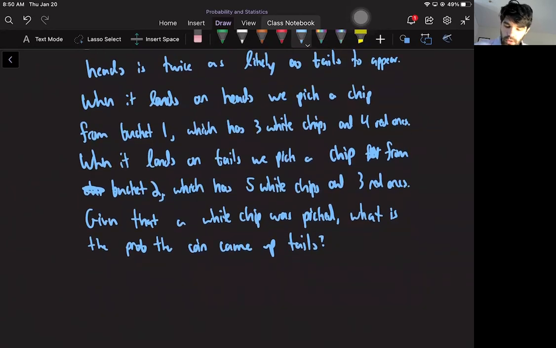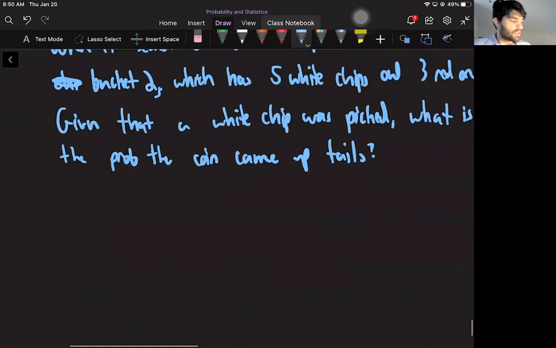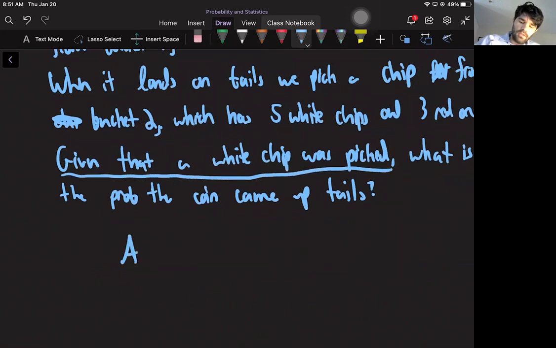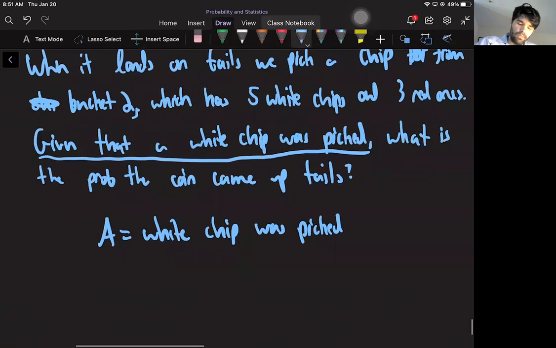And the question is to find the probability that, given a white chip being picked, the coin came up tails. Okay, so I'm going to try to use the notation that I used in the theorem so that everything stays the same this time. So what are we trying to find? We're finding the probability that, given a white chip was picked, so I need the event that a white chip was picked, what is the probability that the coin came up tails?